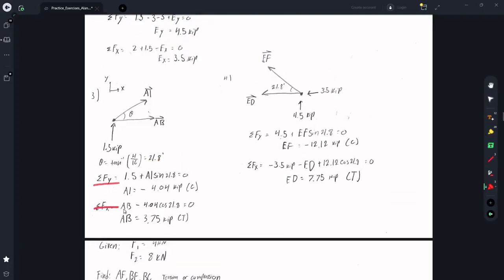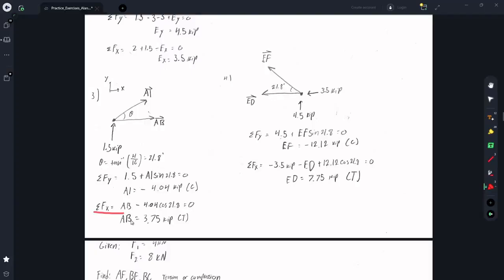And then I just set up the equations of equilibrium. So in the y direction, it's 1.5, the support reaction at A, AY, plus this vertical component of AI. To get that, you can just do AI times sine 21.8. Summing those, we can get AI is equal to negative 4.04 kilopounds. And so we assume that the positive direction of all these forces was in tension. So if any of them were negative, we know that they're in compression. So AI is in compression.